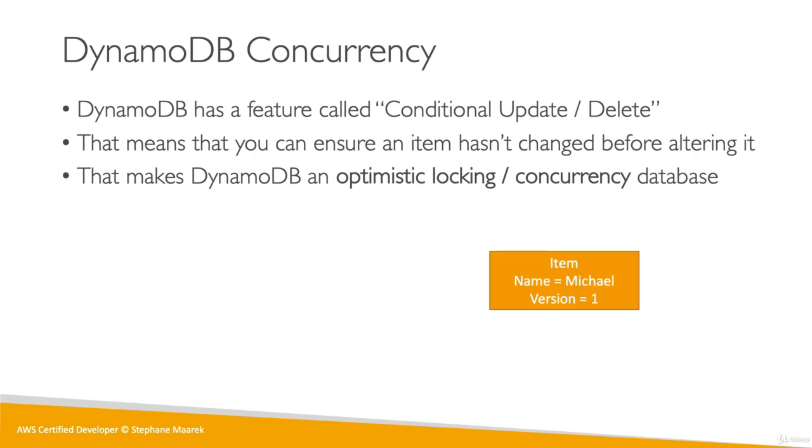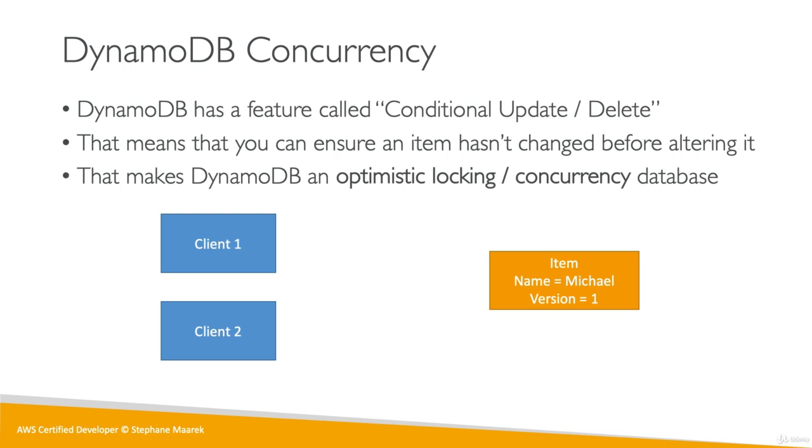So here's an example just for you to understand what I mean. Here's an item in our DynamoDB table, and the name is Michael and the version is 1. So there are two attributes for my item. And we have two clients, and they could be different apps or web clients, and they want to access that item at the same time. What they want to do is update the name.